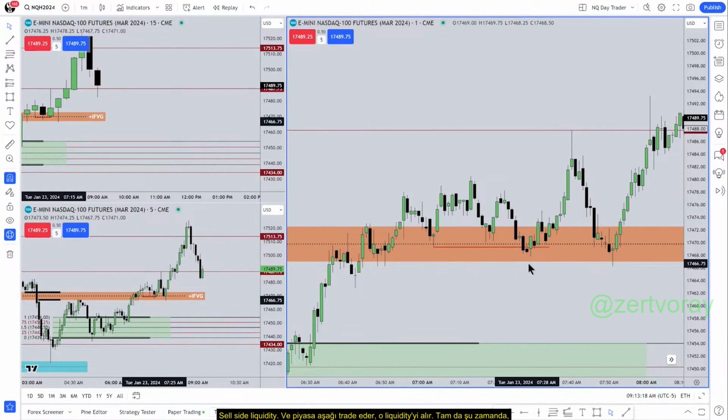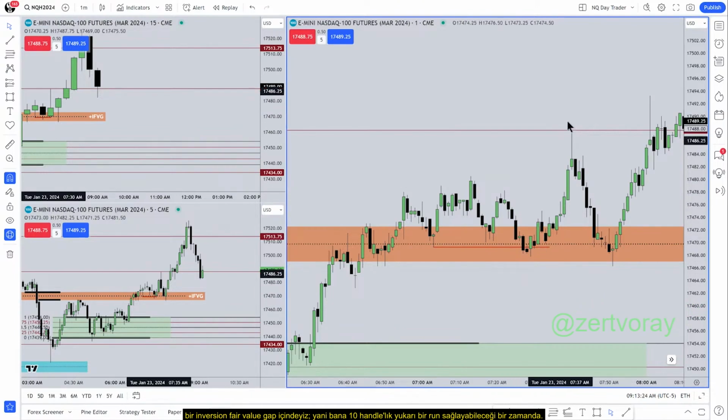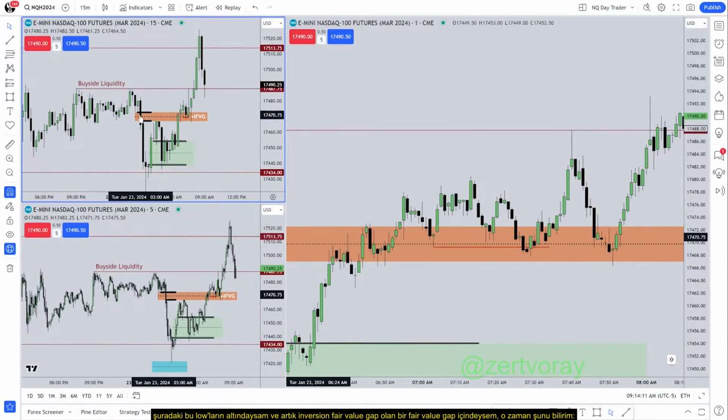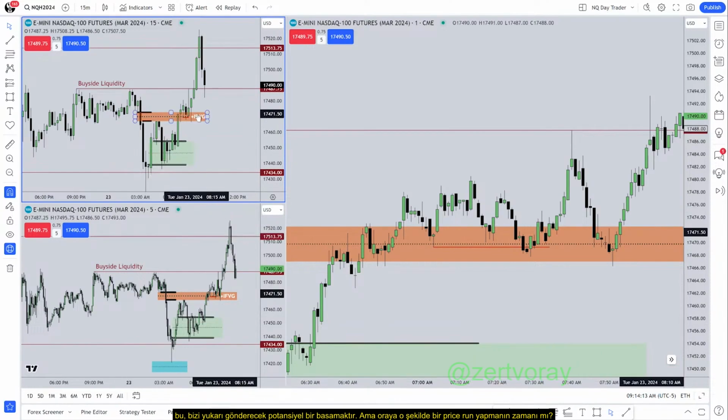Takes that liquidity out, at a time when we're in an inversion fair value gap, at a time where it would afford me a run up into 10 handles. Okay, so if I can get 10 handles there, I don't need to have the lowest low and I don't need to have the highest high. So if I know it can likely draw up to this price point here, and I'm under these lows here inside of a fair value gap that is now an inversion fair value gap, then I know this is a potential footing to send us higher.